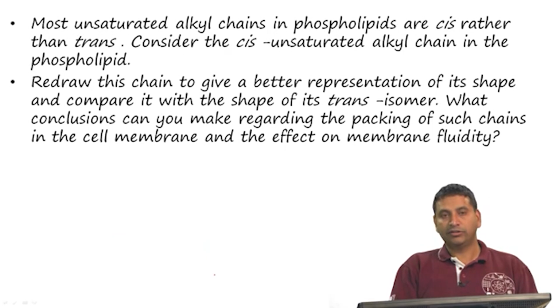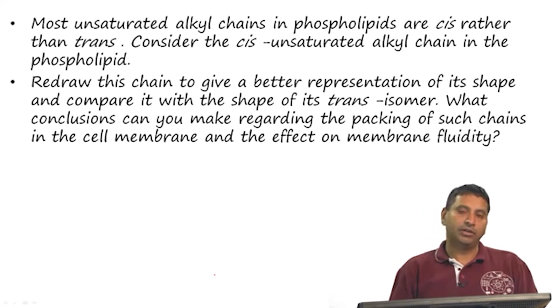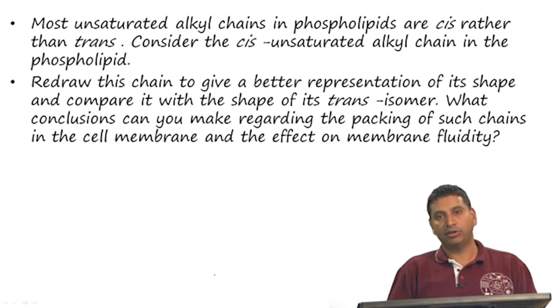Okay. The next question is, most unsaturated alkyl chains in phospholipids are cis rather than trans. Consider the cis unsaturated alkyl chain in the phospholipid, then let us redraw it to give a better representation of its shape and compare this shape with the trans isomer. What are the conclusions that you can make regarding the packing of such chains in the cell membrane?